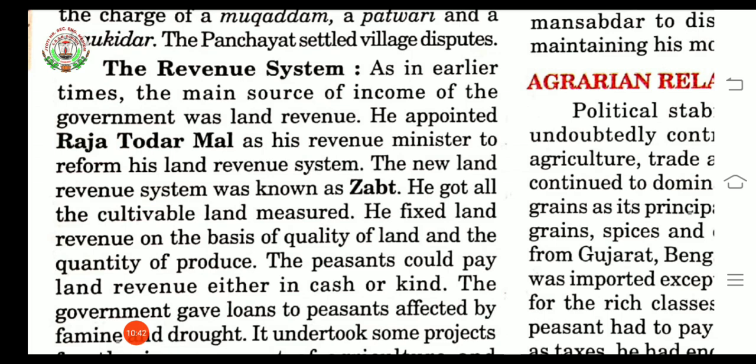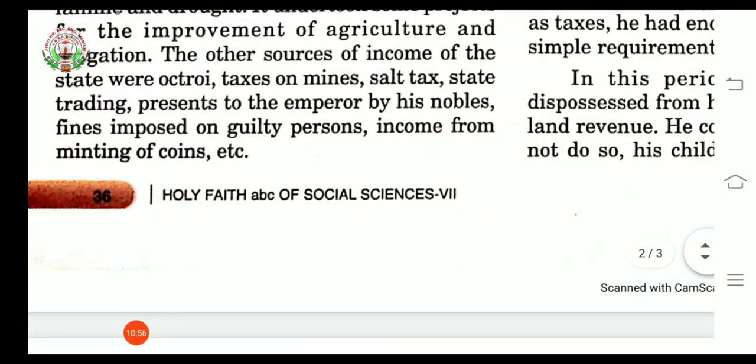The other sources of revenue were, first, octroi. Octroi means a duty which was levied on various goods at the time of entering a town or city. Second, taxes on mines. Third, salt tax. It was imposed according to the volume of salt purchased. Fourth, state trading. Fifth, presents to the emperor by his nobles. Whenever the nobles were giving any gift to the emperor, at that time the nobles had to pay the tax.